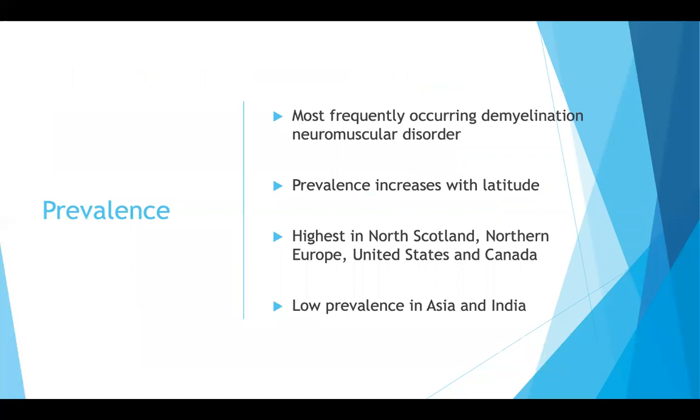In terms of the prevalence, MS is known as the most frequently occurring demyelinating neuromuscular disorder. Its prevalence seems to increase with latitude, and the highest numbers are seen in North Scotland, Northern Europe, United States, and Canada, with the lowest prevalence being seen in Asia and India.